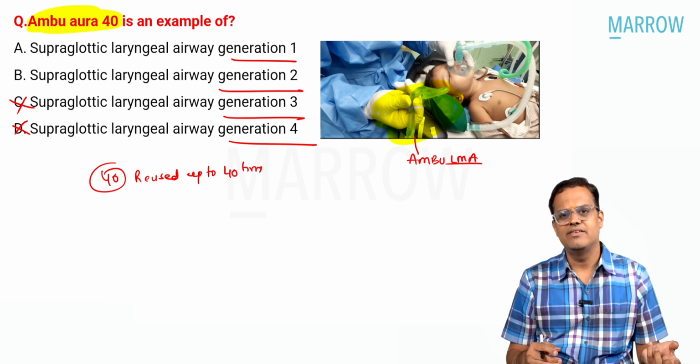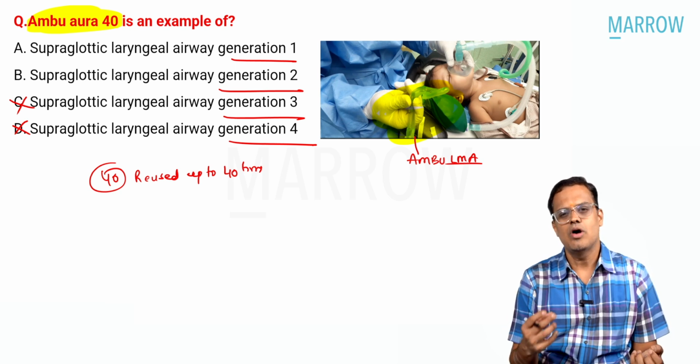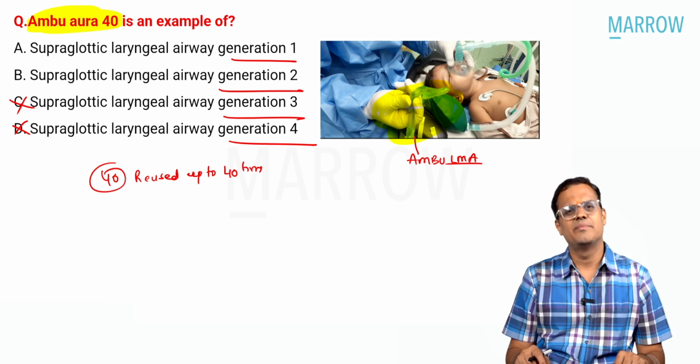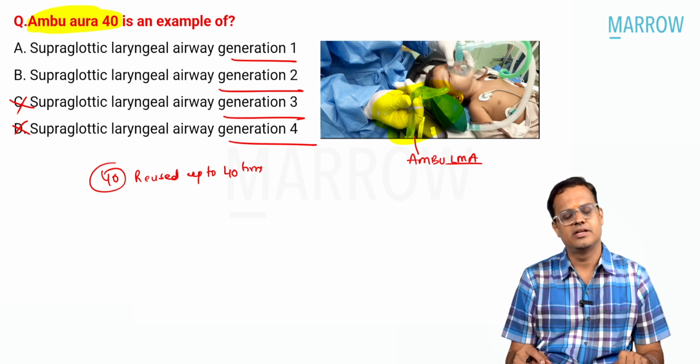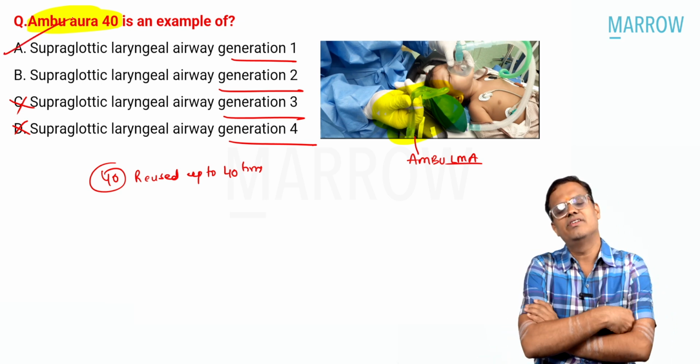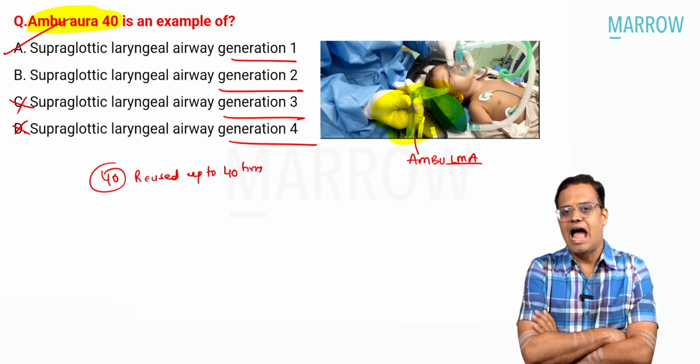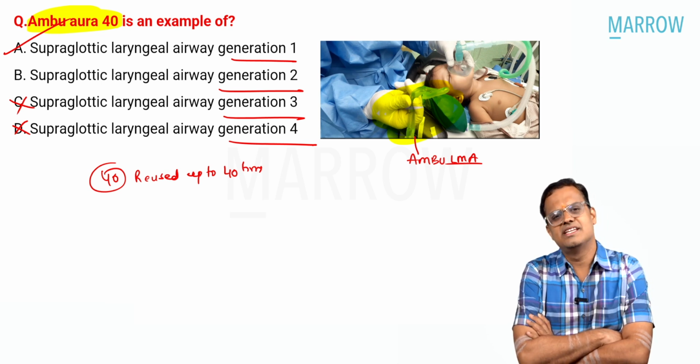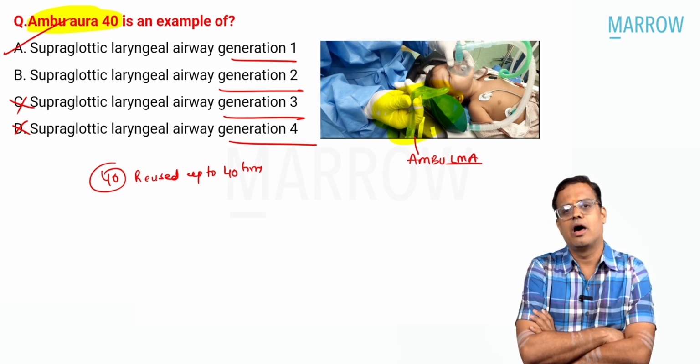Ambu is one of the companies producing it, right? Now, asking about a company in the examination, how it is justified by the examiner, I don't know. Yes, the correct answer is supraglottic airway with a first generation LMA, right? Ambu has only one second generation LMA, called the Ambu AuraGain.